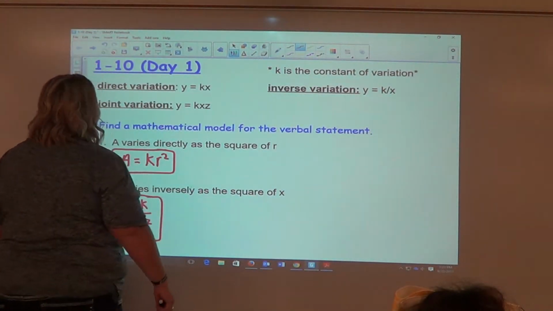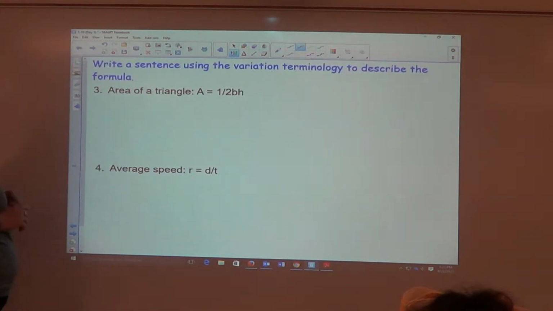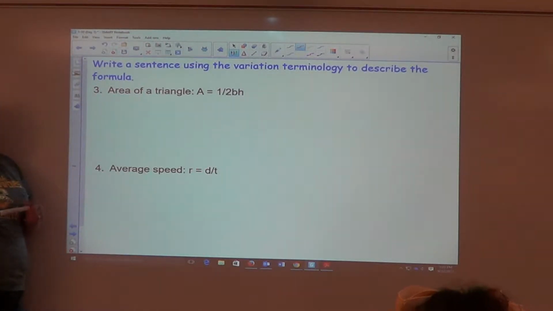Everybody okay on this part? Okay. Part 2 is you're going to write a sentence using the variation terminology to describe the formula. I guess I probably should stand in the video. So if you want to write it out, if you want to take notes later after you watch the video, that's totally fine. Or you don't have to take notes at all.